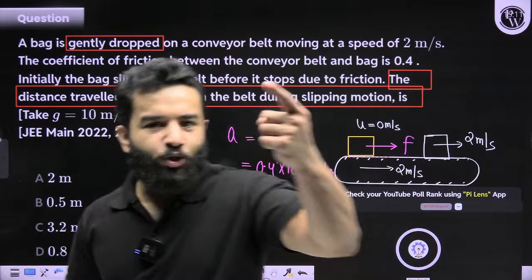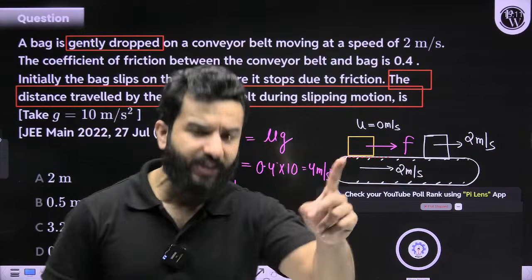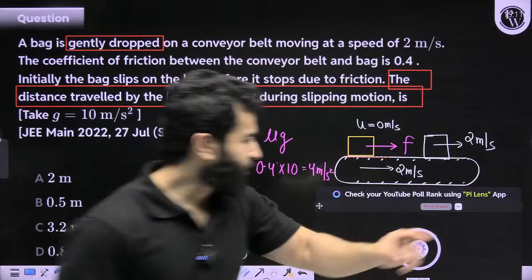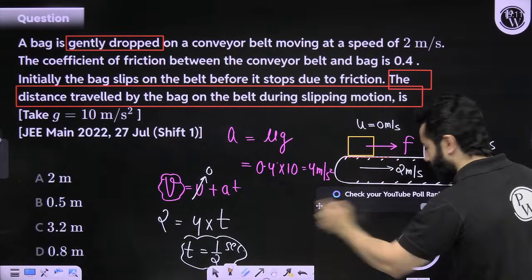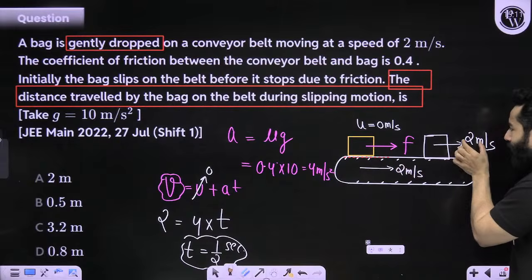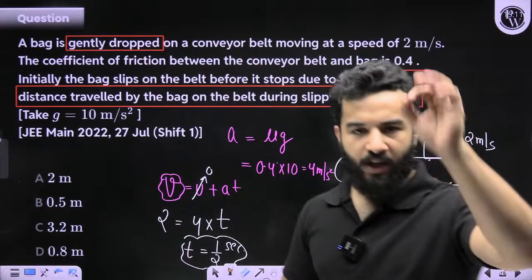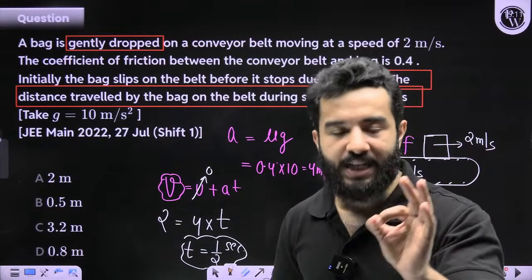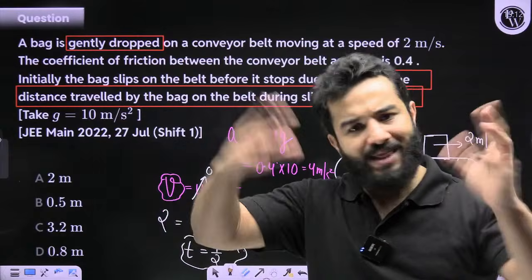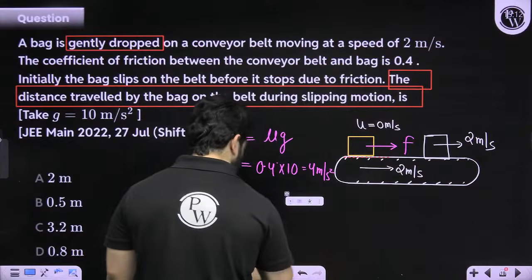In 1 by 2 second, the block will acquire a velocity of 2 meter per second, and after that time there will be no relative motion. After this time, the block will acquire a velocity of 2 meter per second and relative motion will cease. If there is no relative motion, then no friction is required, and then there will be no slipping. Clear? So we have to find out this displacement.